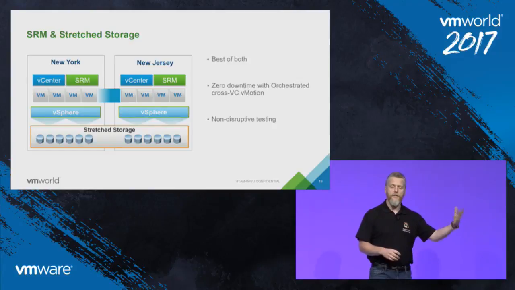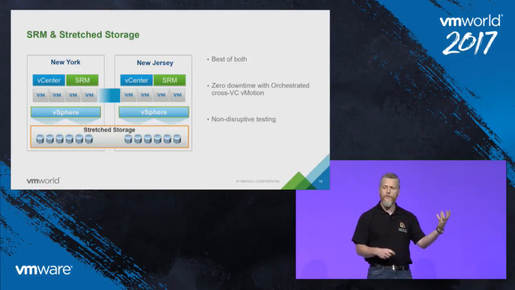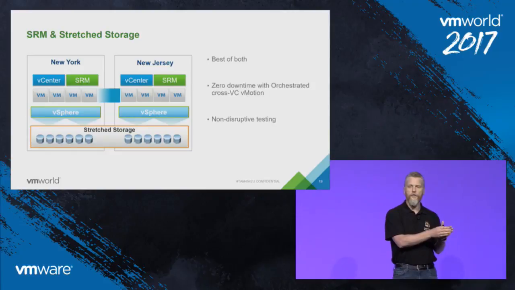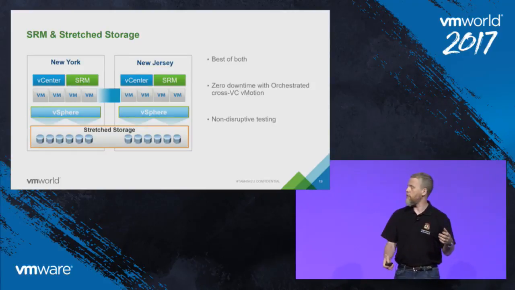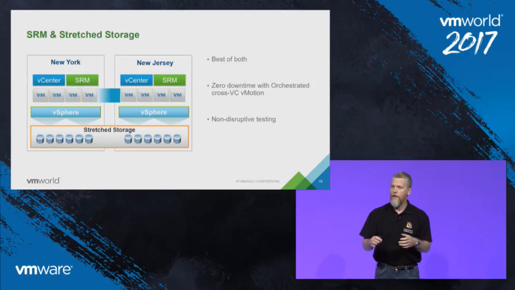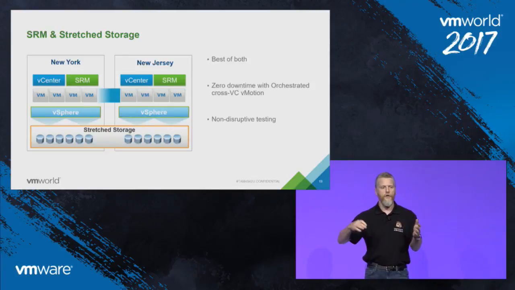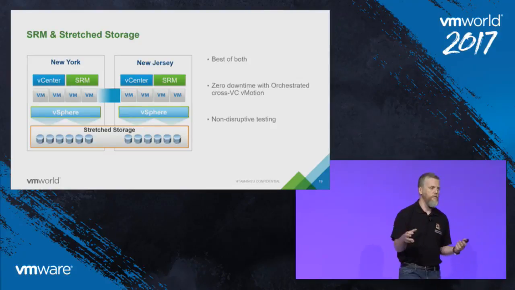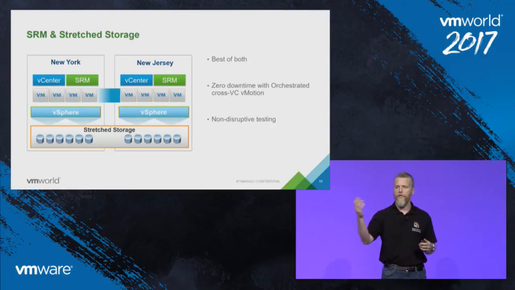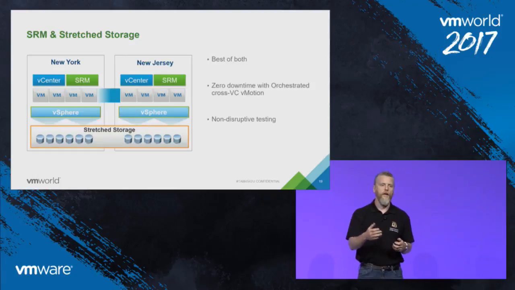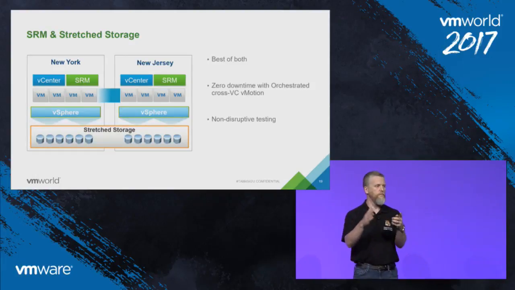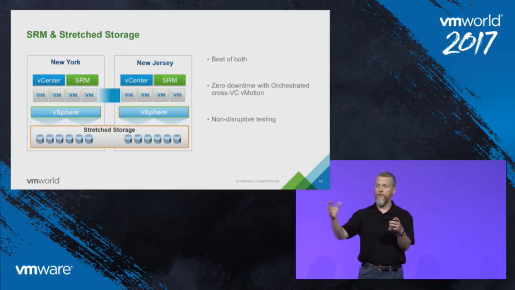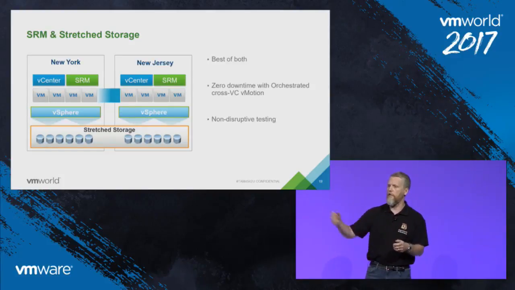And then the bigger thing is you can non-disruptively test, and you can also use SRM to orchestrate the migration between sites. If you want to vMotion a group of VMs from one site to another in a disaster avoidance scenario, you can use SRM to orchestrate the migration of those VMs. Instead of having to sit there and, if you're going to migrate 500 VMs, vMotion groups of VMs one at a time for that full 500, SRM can handle that for you.